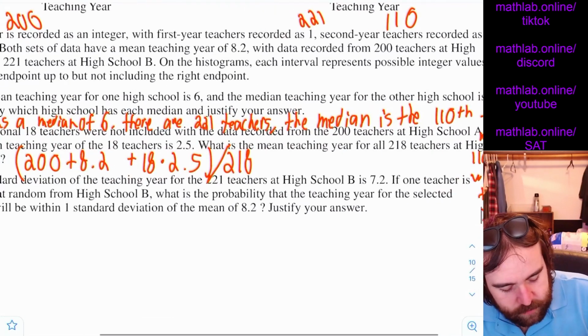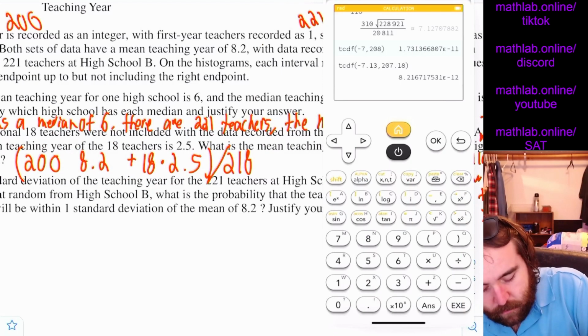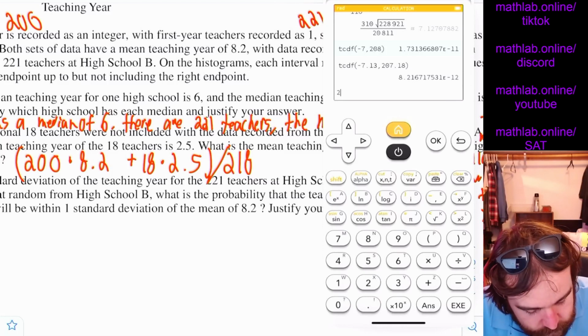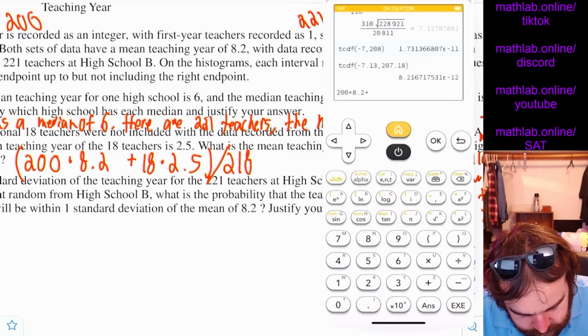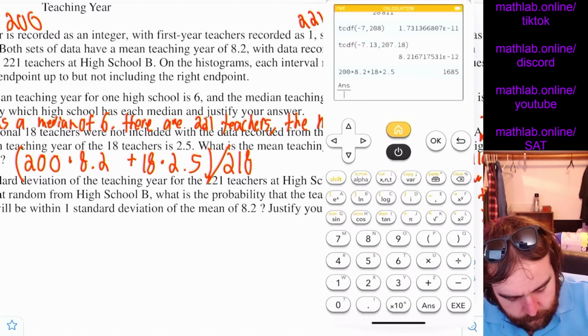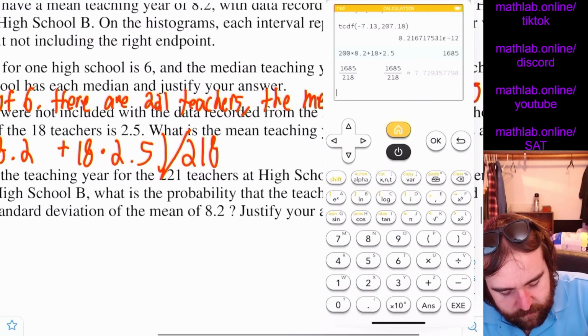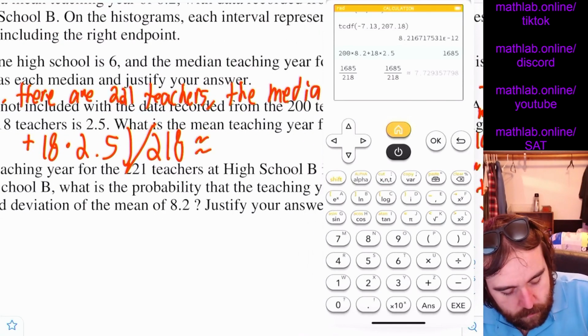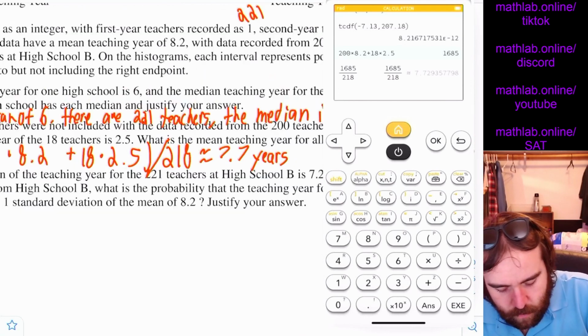So you could use proportions, but it's all the same math basically anyway. So we're going to do 200 times 8.2 plus 18 times 2.5. So that's the total number of teaching years of experience. And we divide that by 218. 7.7 years. Lovely. All right.